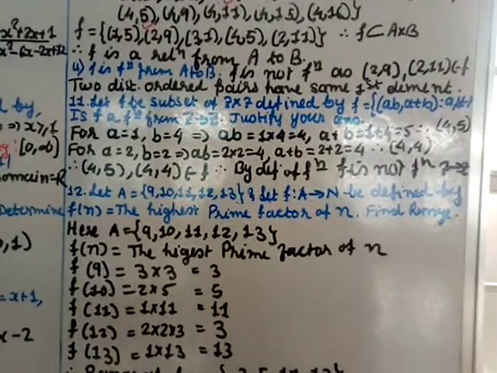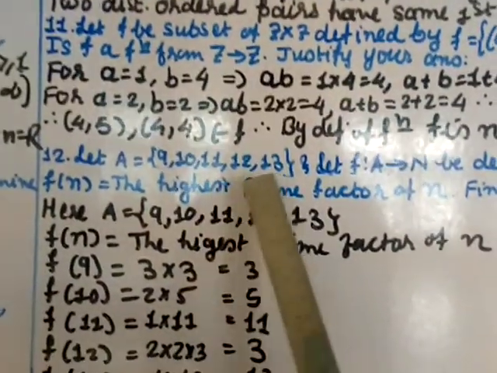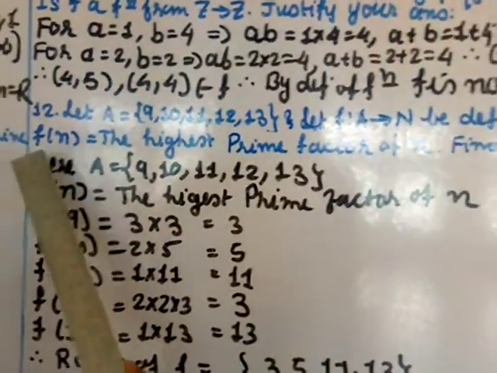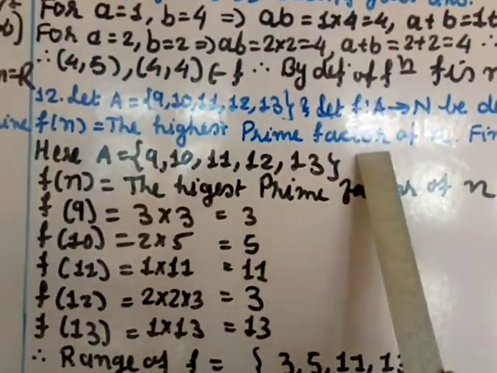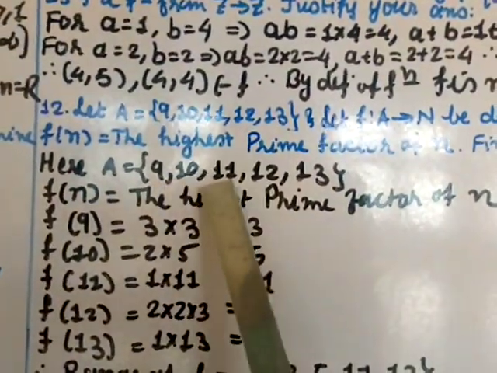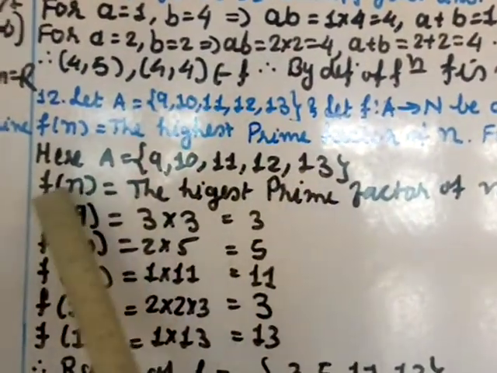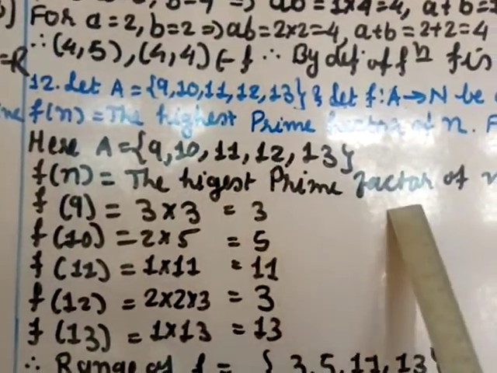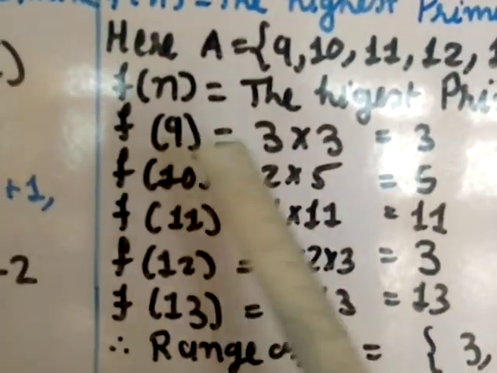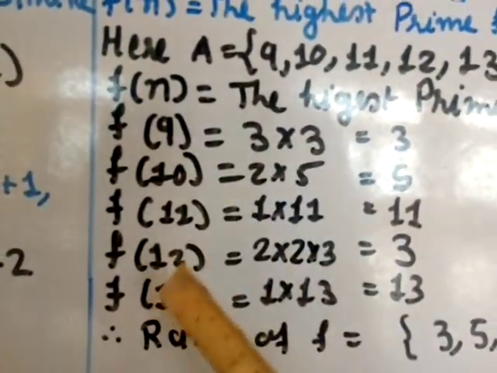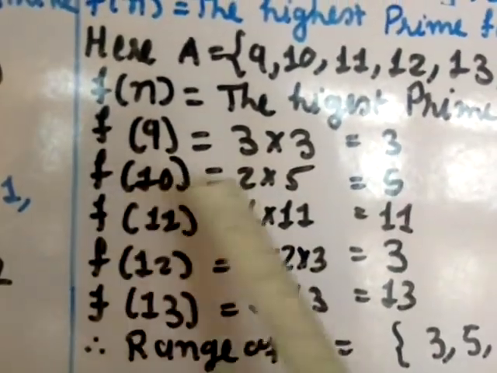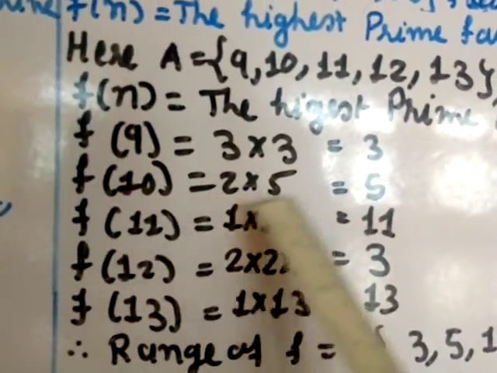Question number 12. Let A is equal to {9, 10, 11, 12, 13} and let F from A to N be defined by F of n is equal to the highest prime factor of n. Find the range. So I will start with 9. F of 9: the factors of 9 are 3 and 3, both prime, so 3. Then 10 is 2 and 5. The prime number which is highest among these is 5.